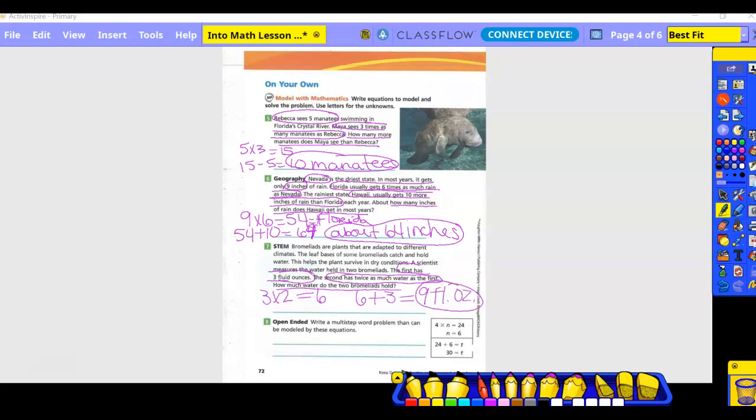We read number 7, pulled out our information, and underlined our question. We figured that our first equation would be 3 times 2 plus 6, and our second equation is 6 plus 3, which gives us an answer of 9 fluid ounces. And then we marked off number 8.